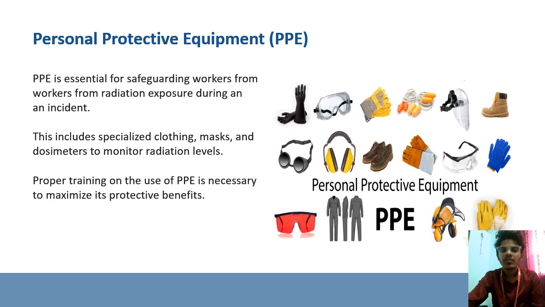Personal protective equipment. Personal protective equipment is essential for safeguarding workers from radiation exposure during an incident. This includes specialized clothing, masks, and dosimeters to monitor radiation levels. Proper training on the use of PPE is necessary to maximize its protective benefits.